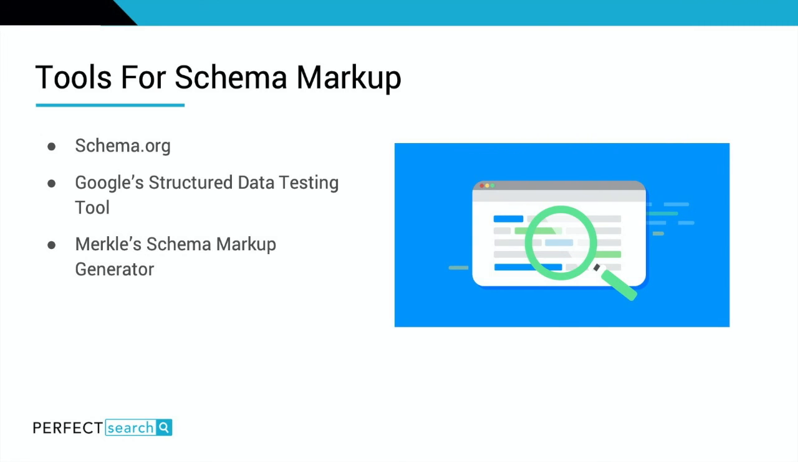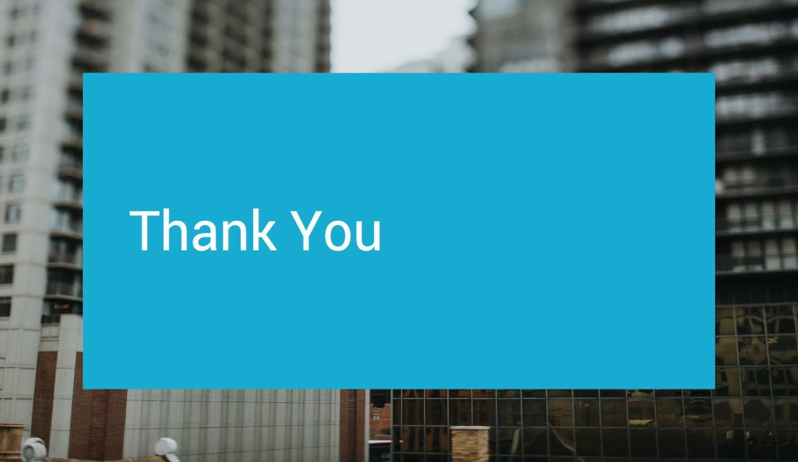Another great tool is Merkle's Schema Markup generator. This is great for those who don't have a lot of experience creating schema markup. You can select from a drop-down the different types of schema that you would like to create, and then they have these boxes that you would fill out with the specific information, and the schema is automatically generated for you.